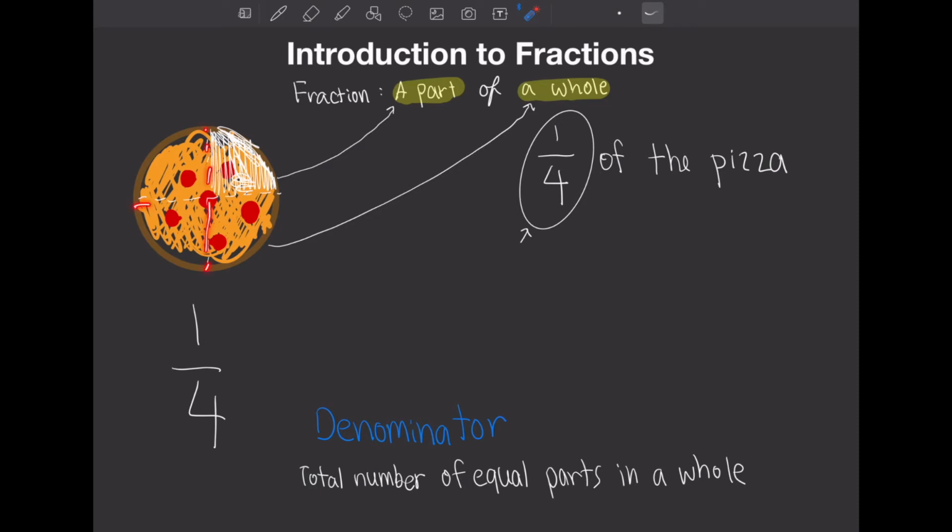So referring back to this pizza scenario, the denominator would be 4 because there are 4 equal parts. There's one part here, there's another part here, another part here, and another part here. So the total number of equal parts of this pizza is 4. So that's why the denominator is 4 in this case.